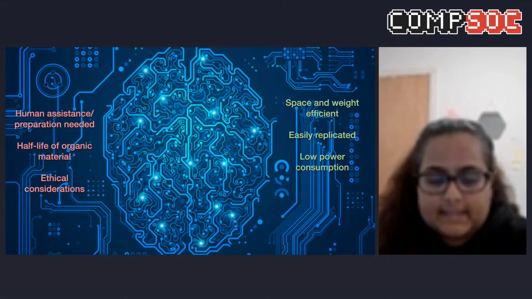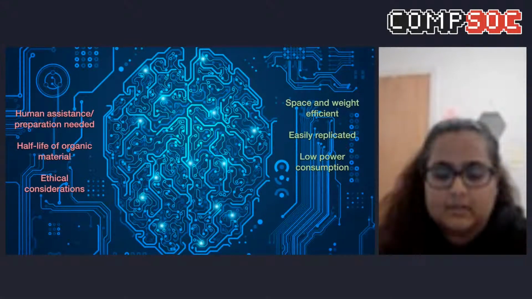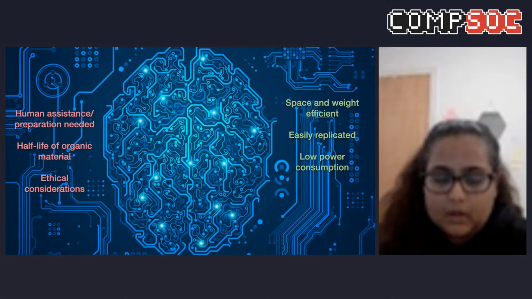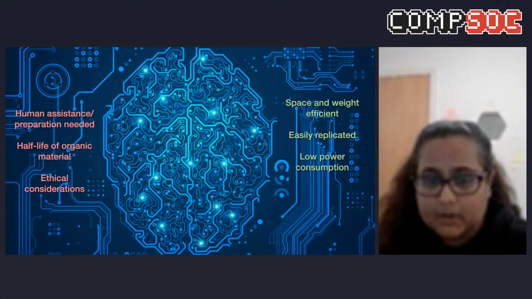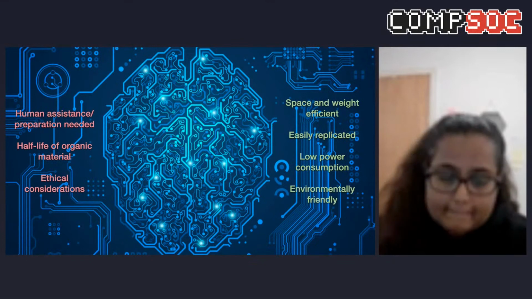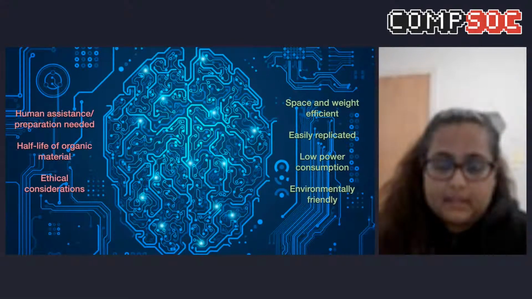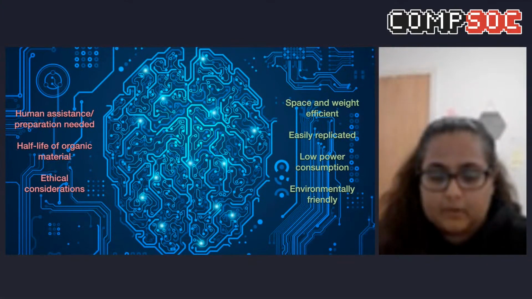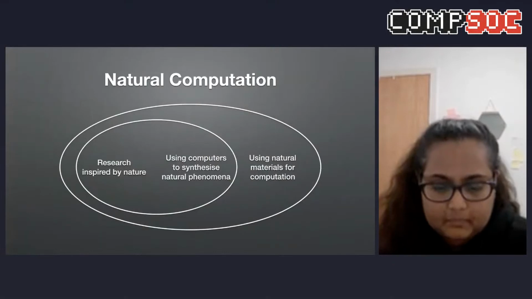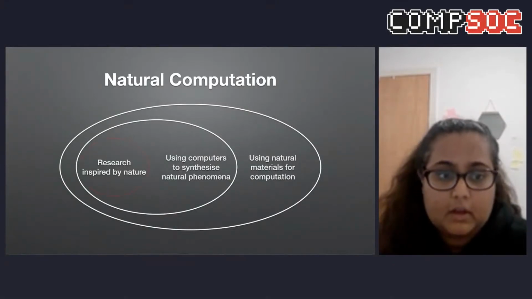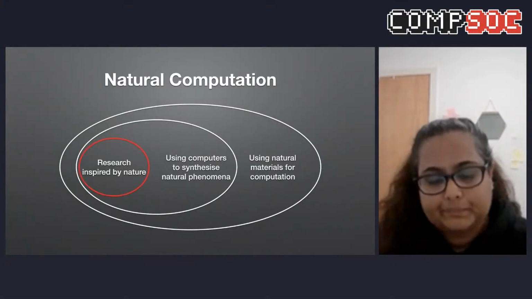And then on the same tangent, using organic materials is more environmentally friendly when you consider disposing materials because they degrade as part of the carbon cycle and there are no toxic byproducts in the production or recycling process. So now I'm going to go through an overview of an area of research in each of these classes, starting with research inspired by nature.